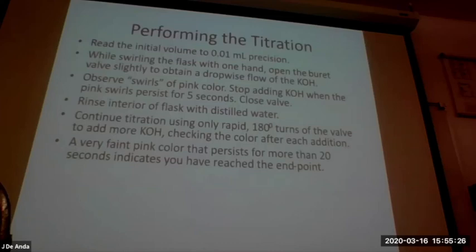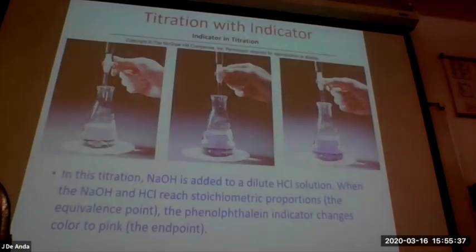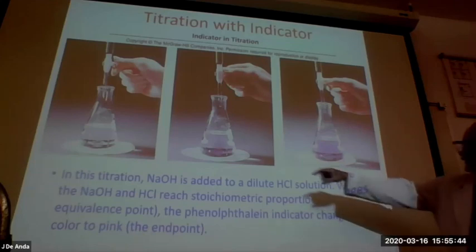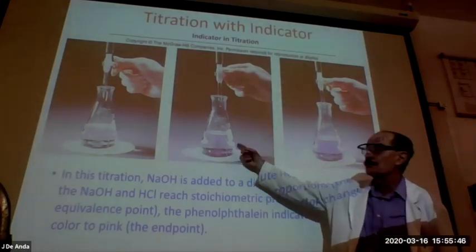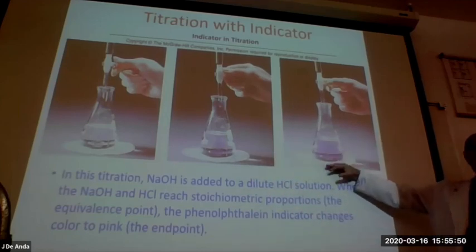At this point, read what the final volume is. And this volume is going to be the initial one for your second trial. Okay? Here are the pictures of what happens. Here is a sample of acid being titrated with NaOH. You can see the swirls of pink that happen as it goes through. And this is your endpoint, a very faint pink color.